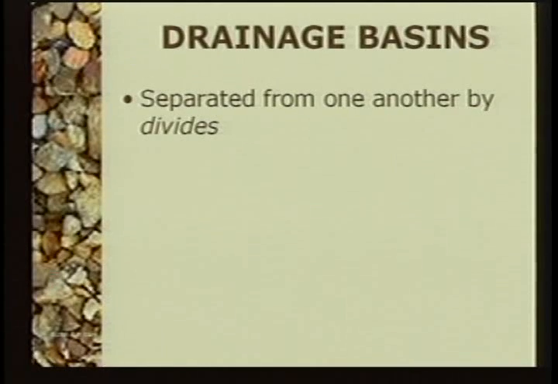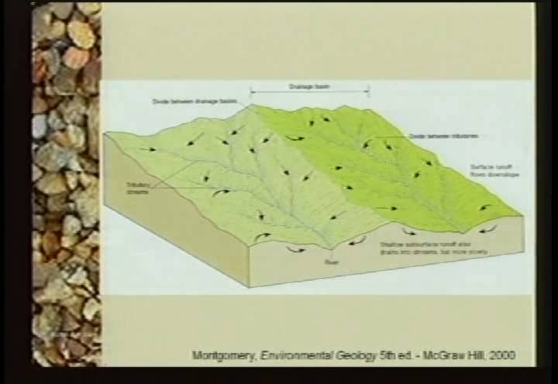Okay. Rivers drain land, and a drainage basin is that area that is drained by an individual stream system. Now, a drainage basin can be separated from another drainage basin by a divide. We can have large drainage basins, and then we can have minor drainage basins within a larger one. Here we have a divide, which is a high area of elevation. So this would be a drainage basin.